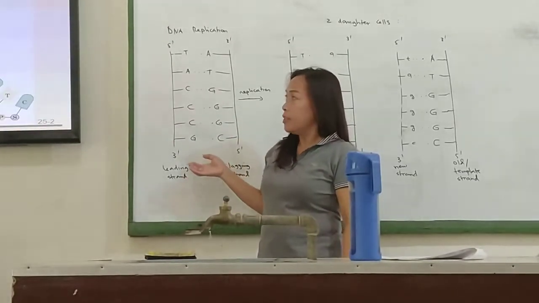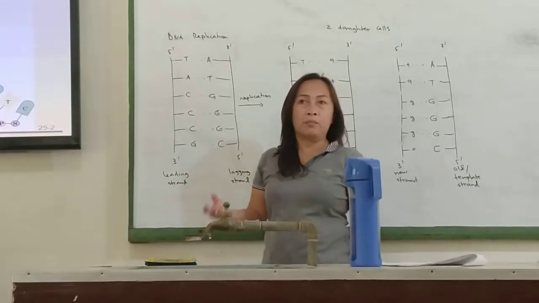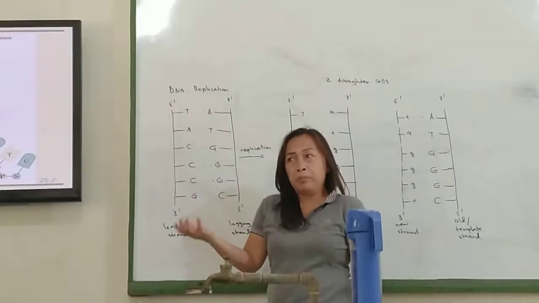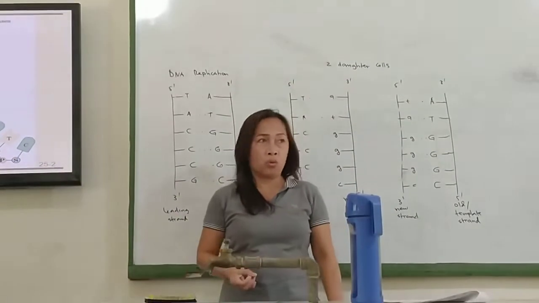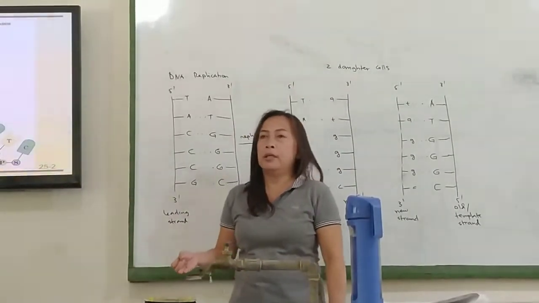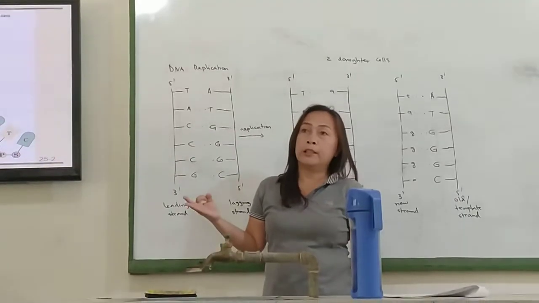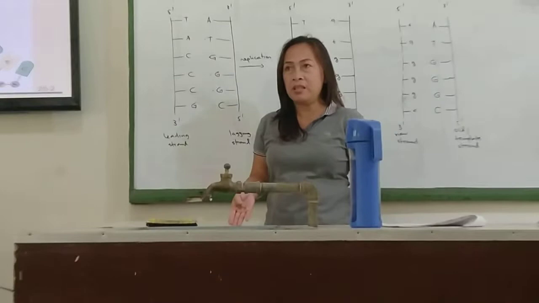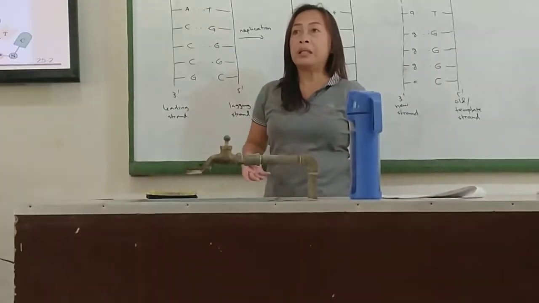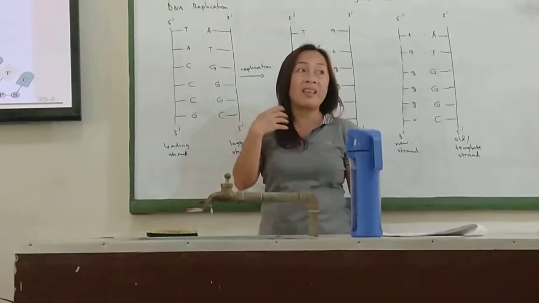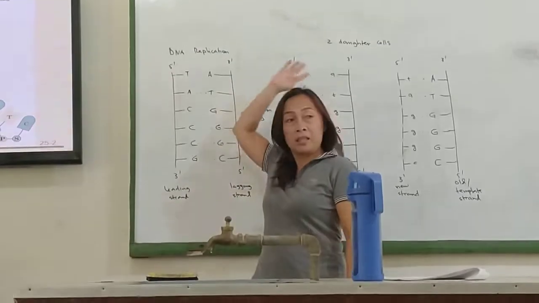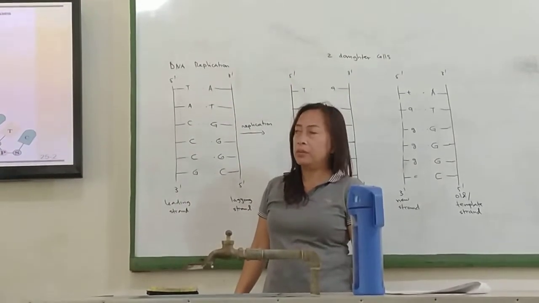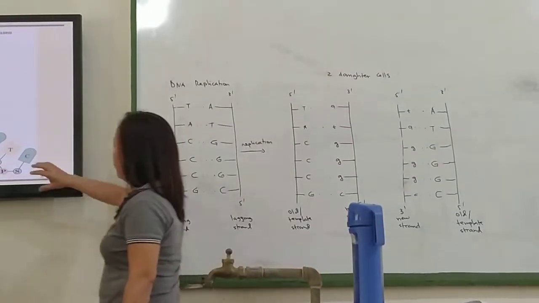Okay? We know that protein is the most abundant organic compound in our body. They could be in the form of enzymes, hormones, structural proteins, or transport proteins. So many types of proteins. And how are they synthesized? It is through this process that we'll be tackling this afternoon.